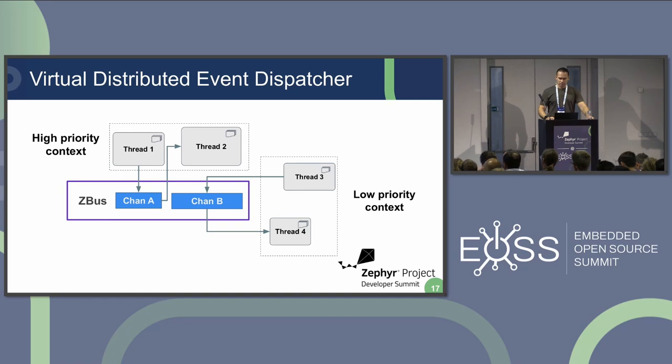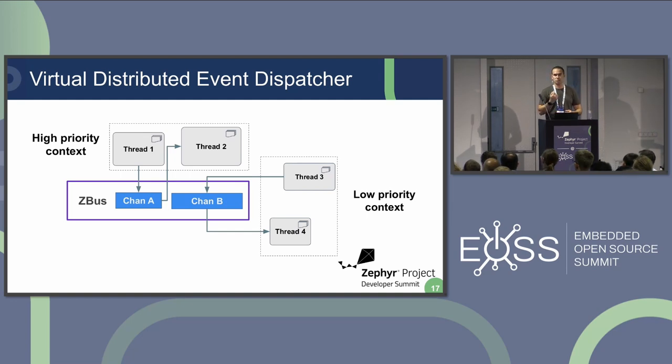So a big advantage from VDD is that we can run different kinds of context without interfering with each other. Here, for example, if we think thread 3 and 4 having lower priority than thread 1 and 2, if they are communicating via channel B, right, they can be preempted by thread 1 to make a higher priority context communication.